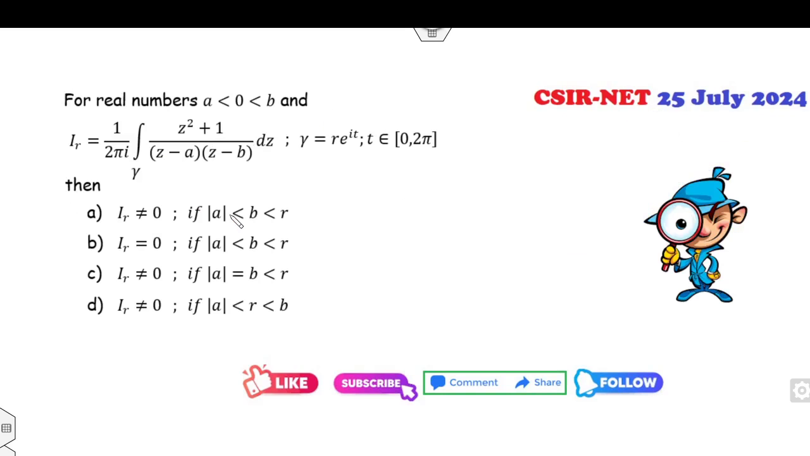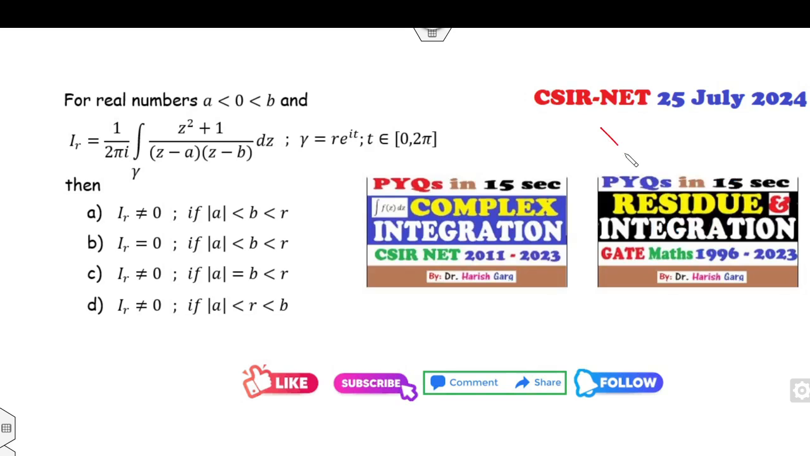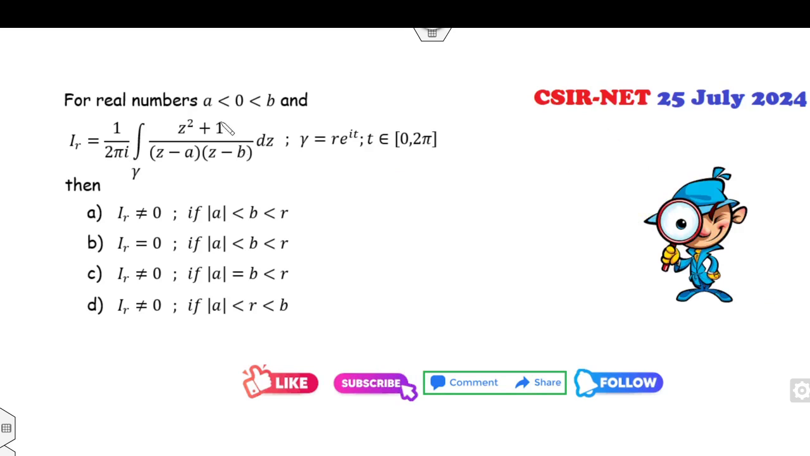Look at this another one. Now you can see it's a complex analysis question. Again, it's a very simple question. The same question I have already explained in my previous PYQ series. How you can solve that in a couple of seconds?